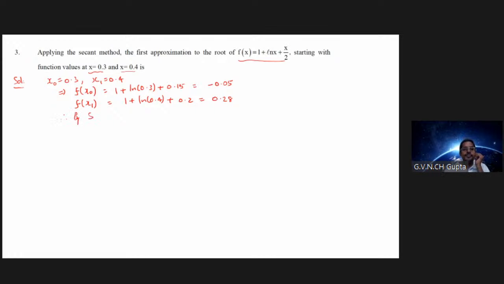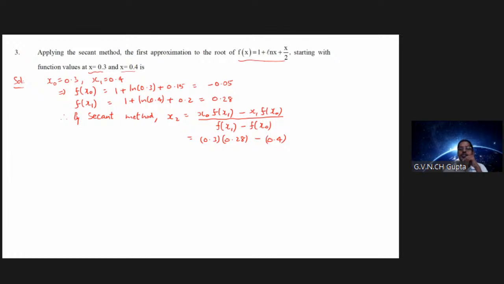Therefore, by the secant method, x2 is equal to x0 into f of x1 minus x1 into f of x0, whole divided by f of x1 minus f of x0. So x0 value 0.3 into f of x1 value 0.28 minus x1 value 0.4 into f of x0 minus 0.05, whole divided by 0.28 minus of minus 0.05. So this is up to 2 decimal places. Please check whether you are getting 0.32 or not.